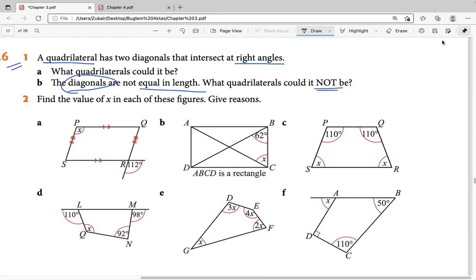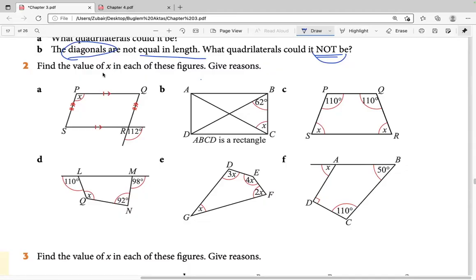So what could it be? It could be a kite. It could be a rhombus. It could be a parallelogram. And it could not be a rectangle. Clear? So we just discussed both of the options, what it could be and what it cannot be. Okay.